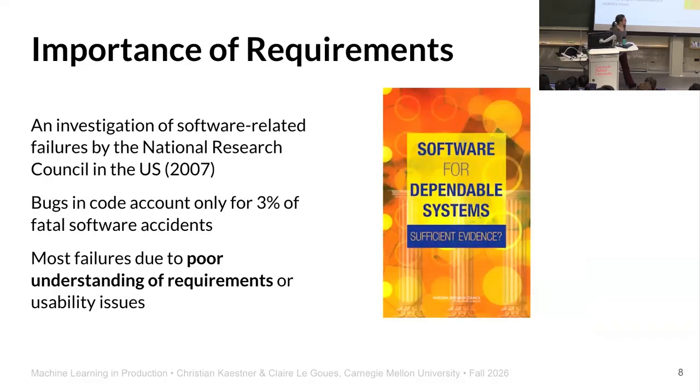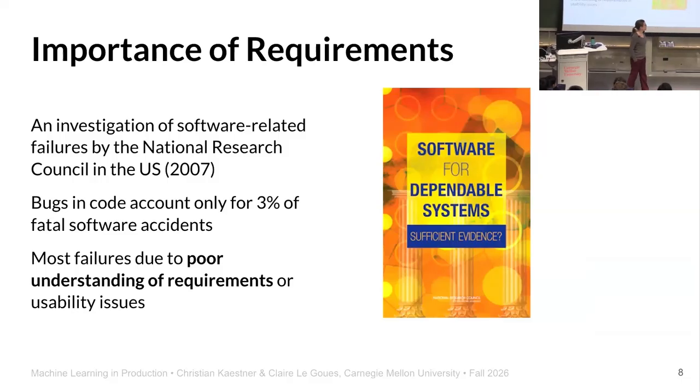So this holds now, right? It's not the 60s anymore. A decade and a half ago, most of the failures in dependable systems, an investigation from the National Research Council found, are due to poor understanding of requirements or usability issues, much more than standard bugs in code.